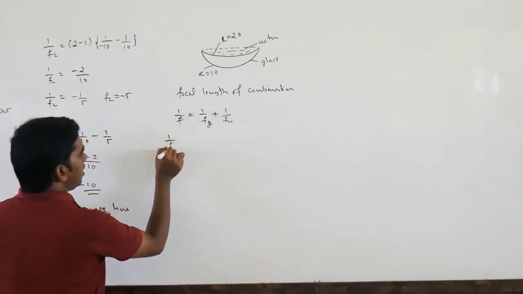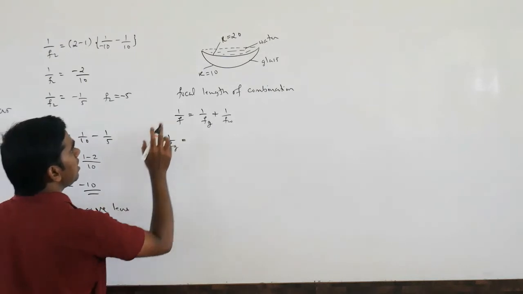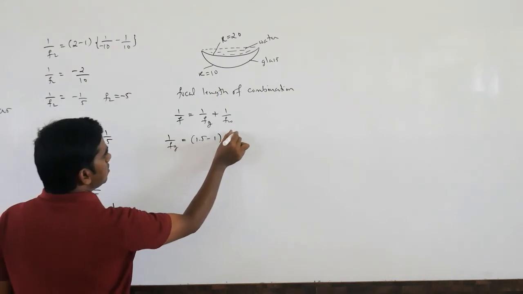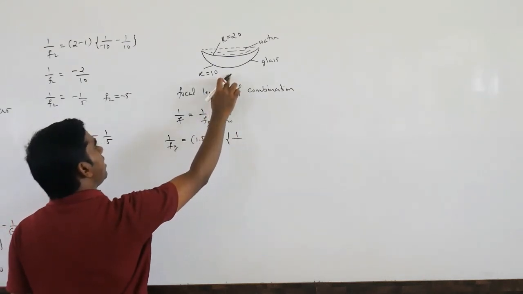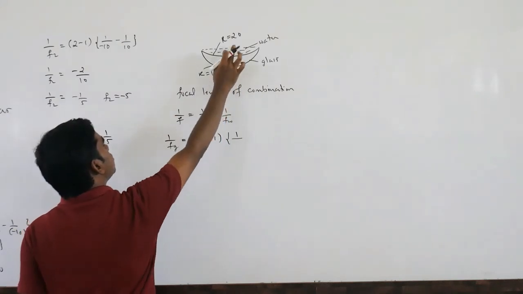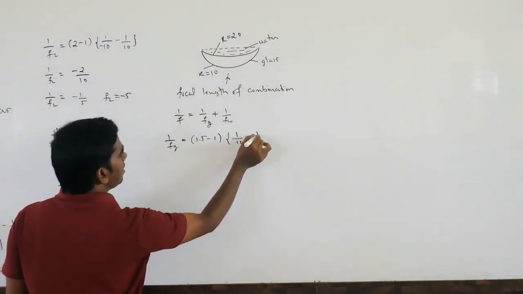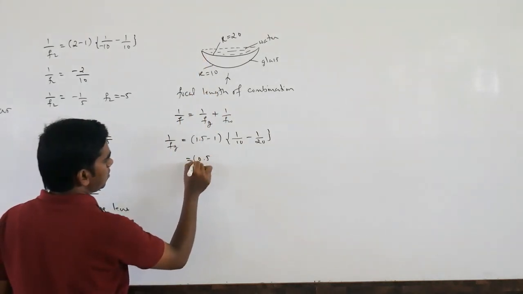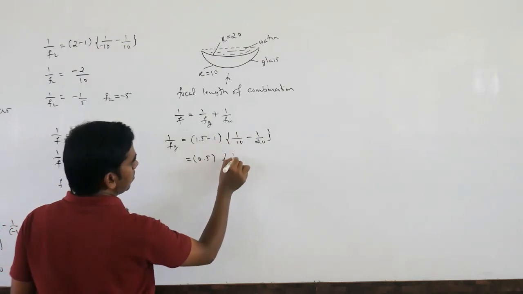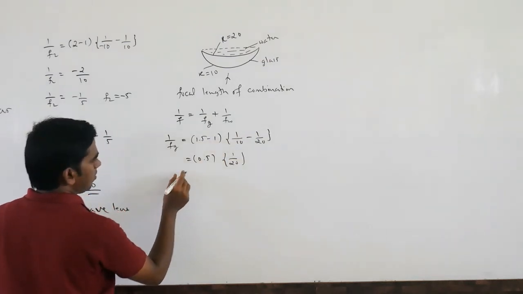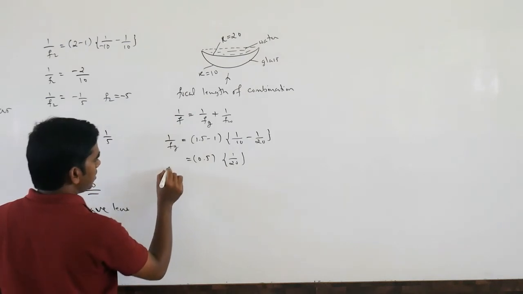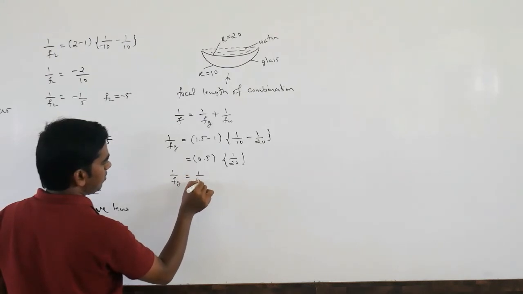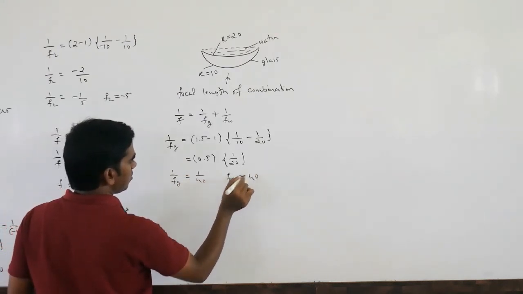Okay. So for glass, 1 by focal length of glass equals (n minus 1), where glass means refractive index is 1.5. So 1.5 minus 1 into (1 by R1, R1 is 10). If you take light in this direction, this is going to be positive. So 1 by 10 minus 1 by 20, that is also positive. So this is 0.5 into (1 by 2 minus 1 by 20), which is 1 by 40. So 1 by Fg equals 1 by 40. So the focal length of glass is 40 centimeters.